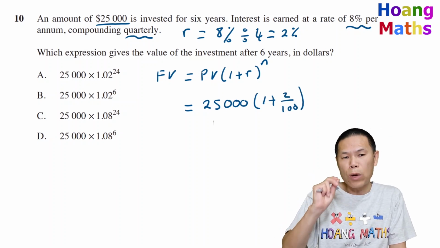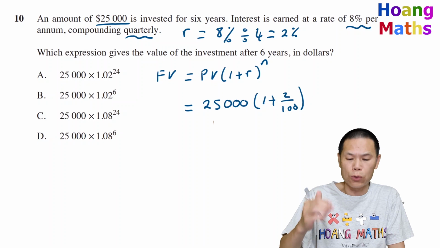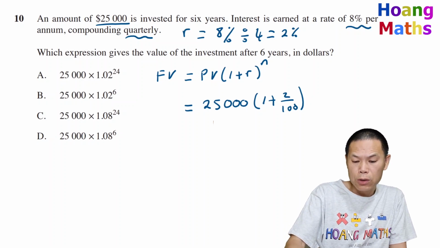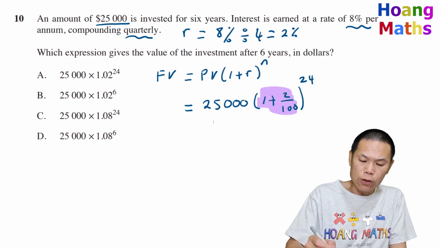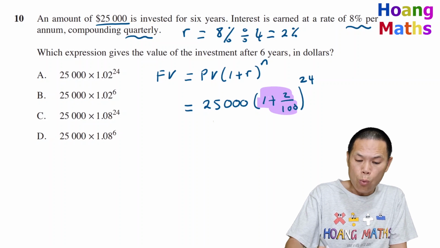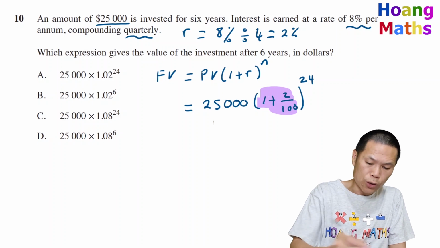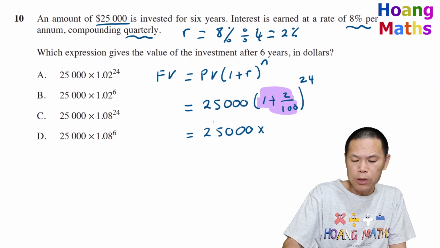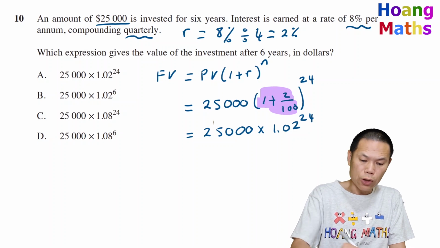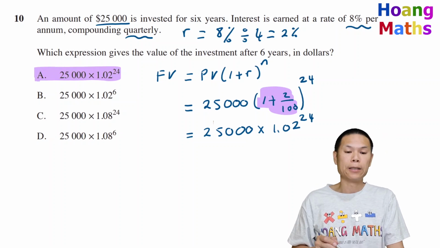And for n, because in 1 year it compounds 4 times, so 6 years, 6 times 4 is 24. So altogether it compounds 24 times. So there you go. If we use a calculator, we do not need to work it out. So we just go 1 plus 2 over 100, which should give me 1.02. So that will give me 25000 times 1.02 to the power of 24. So the answer should be A here. So that's the answer.